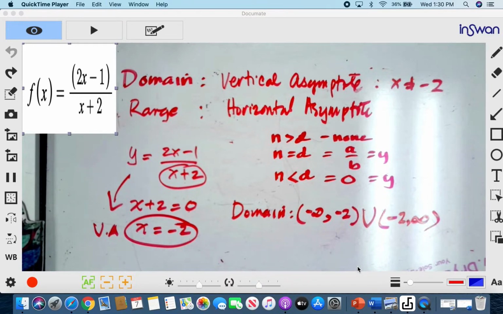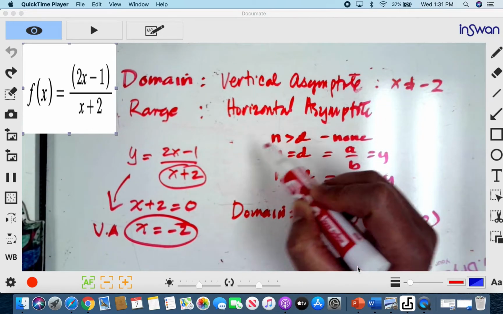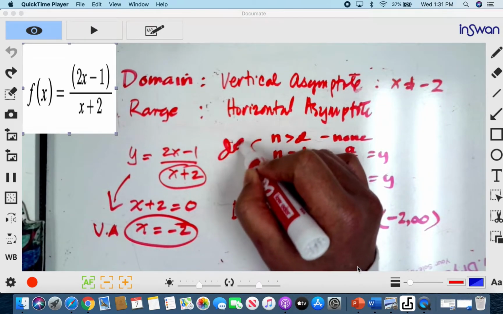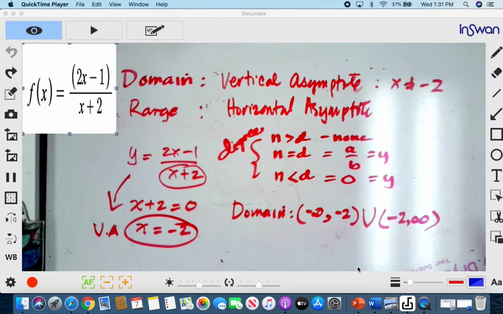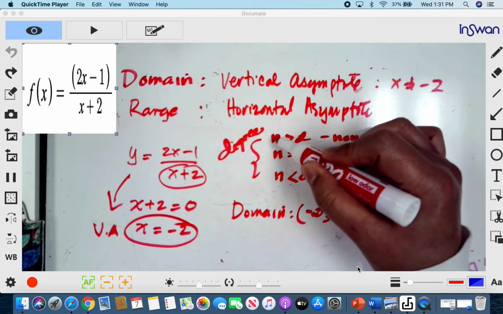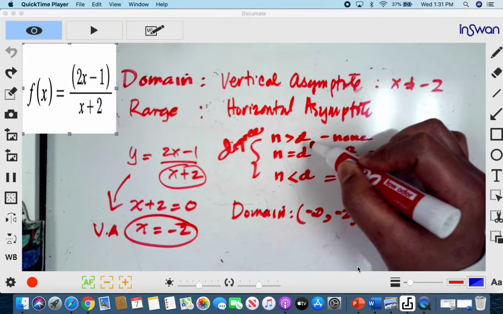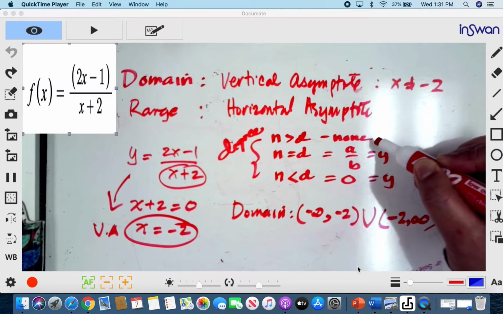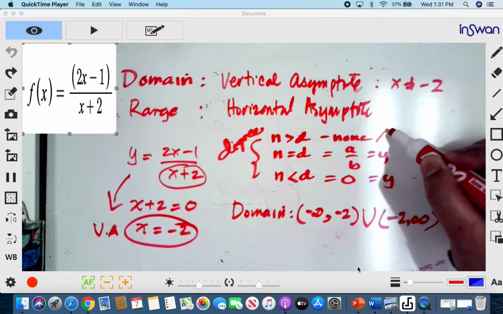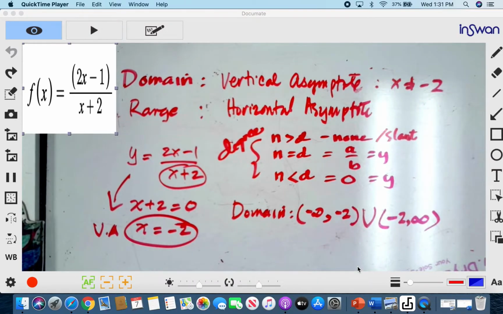What about the range? We need to find the horizontal asymptote of our function. Now, how do we do the horizontal asymptote? It's based on the degree of your variables, the highest degree. So what does this mean? The degree is the highest exponent of your variable. In this case, it's x. If the degree of the numerator is greater than the degree of the denominator, I said it's none, but it's actually a slant asymptote.